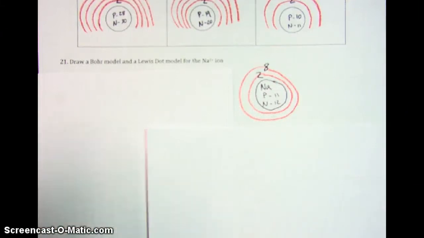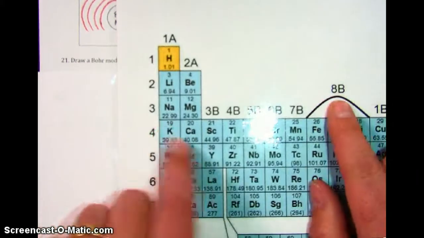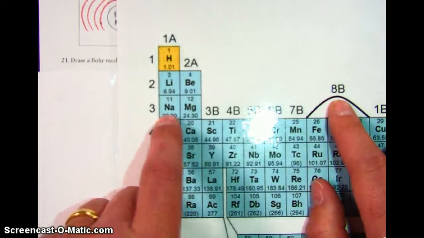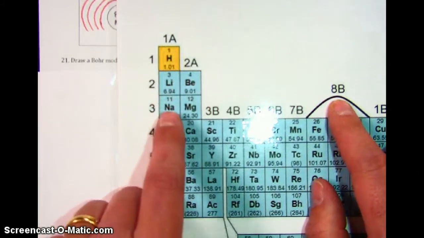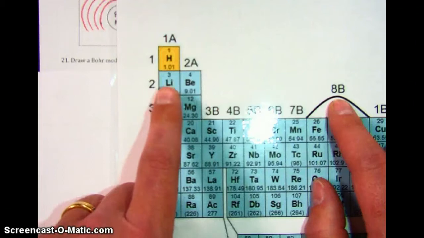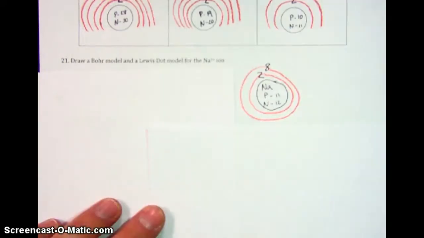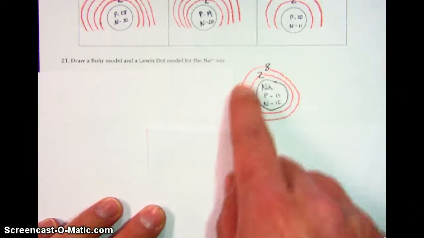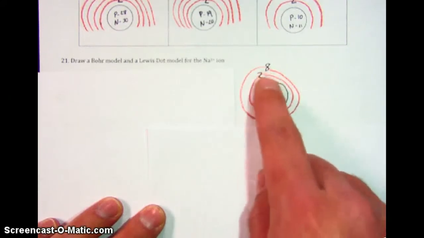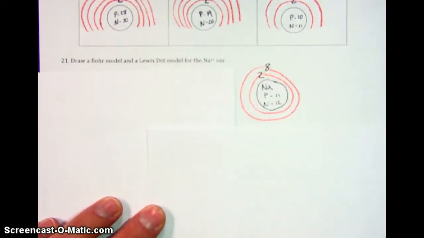Normally, sodium could be found on the 3rd row of the periodic table right here, which means that it would have 1 valence electron. But with a 1 plus charge, that means that an electron was taken away. So when that electron was taken away, the next layer of the Bohr model was exposed, and that's this one right here with 8 on it. And that's why I've only drawn 2 shells.